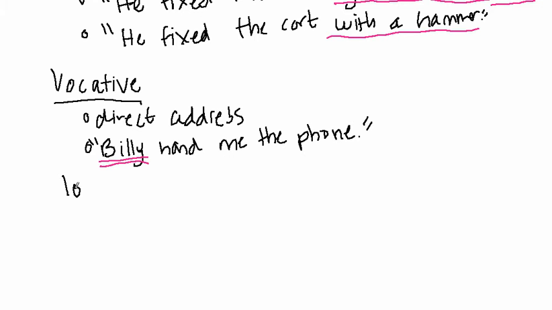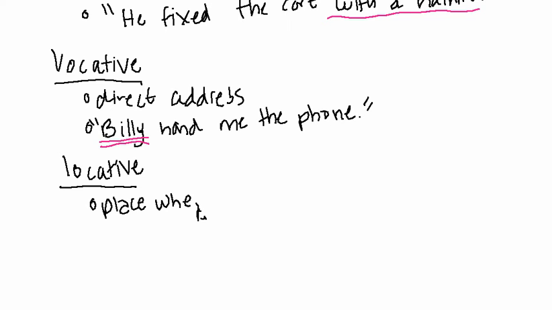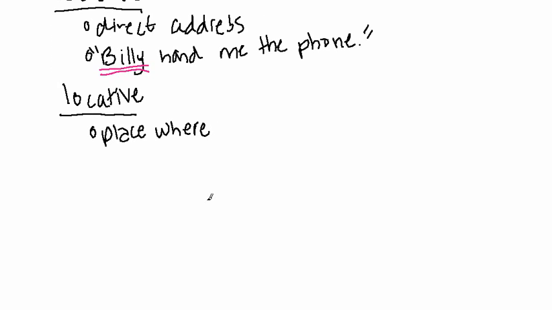So next up, I'll give you the locative case. And locative is used even more rarely than vocative, so I'll just tell you it's the place where something is happening. That's all I'll tell you about that for now. There's really not much you have to know about locative just yet, but later on, it'll be good to know.